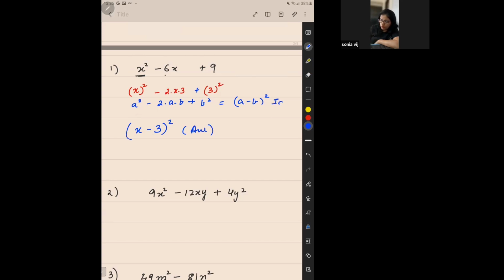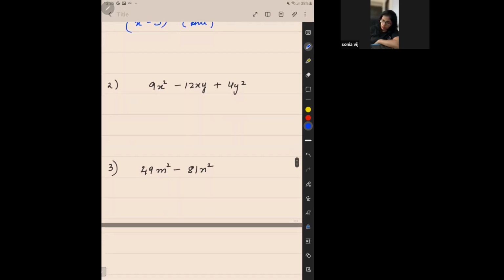In every question, you have to mention what is the identity you are using. This is the identity you are using. Now let's see the next question.